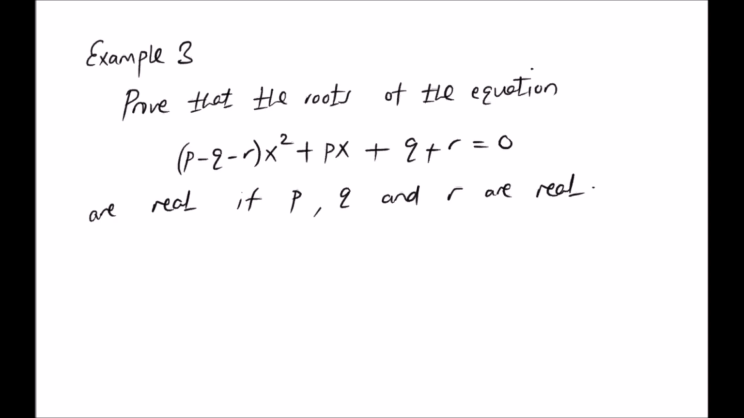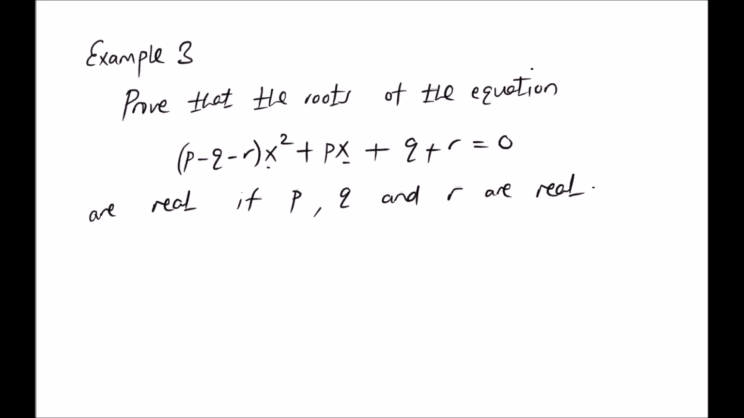Example 3 anasema prove that the roots of the equation huyo hapo, equation yenyewe ni hii: (p - q - r)x² + px + (q + r) = 0. So you can see this is quadratic, x squared, x na are real. So prove that the roots of your equation are real if p, q and r are real.